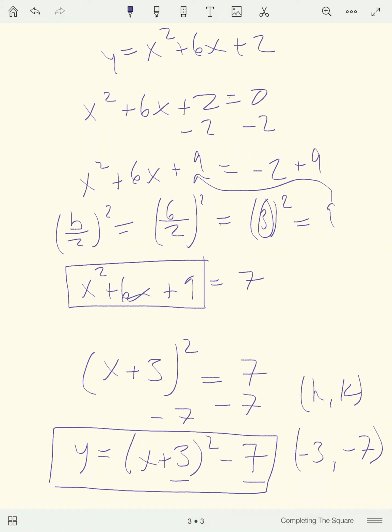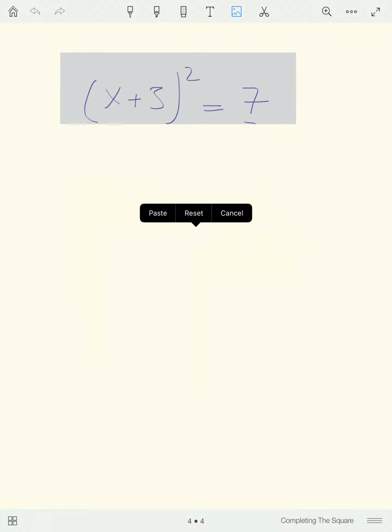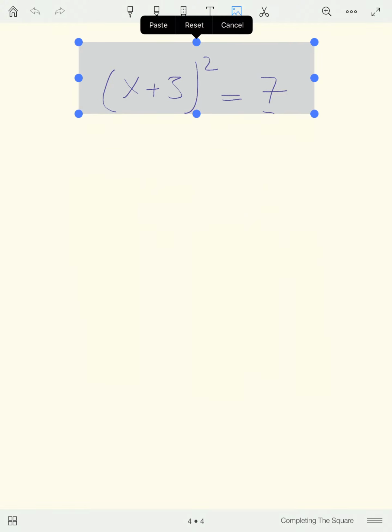Now I want to go back real quick to where we were here because like I said, there's another option, and that would be if your instructions were to solve the equation by completing the square. Now I'm going to copy this. We're going to take it to the next page. And we are going to solve this equation from this point.